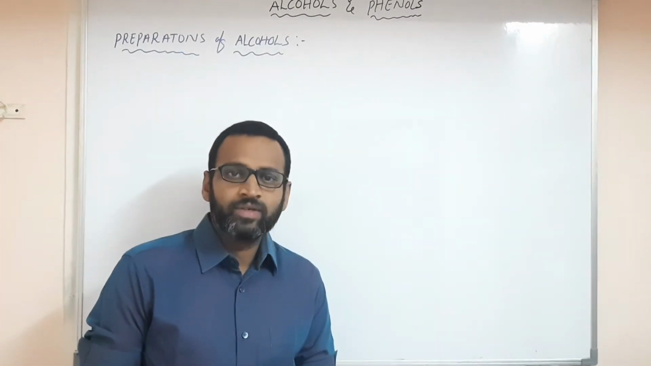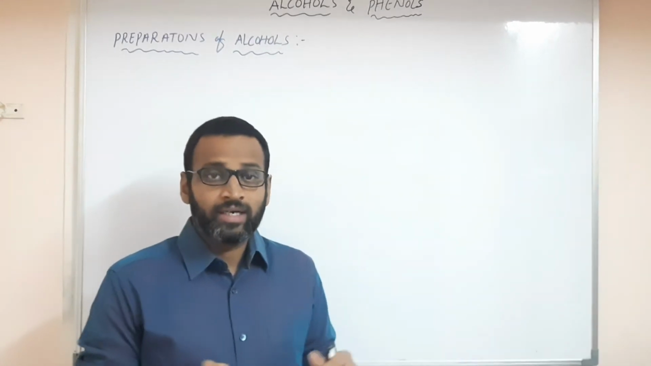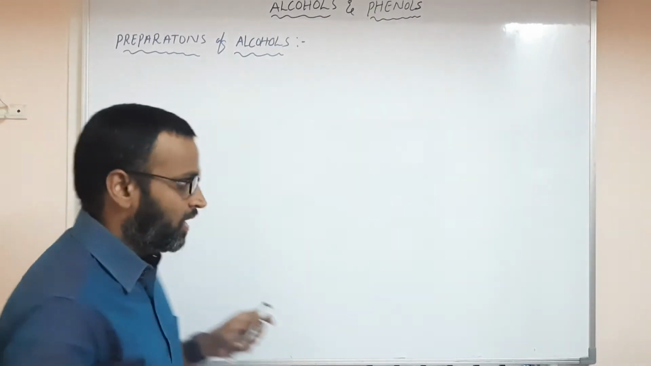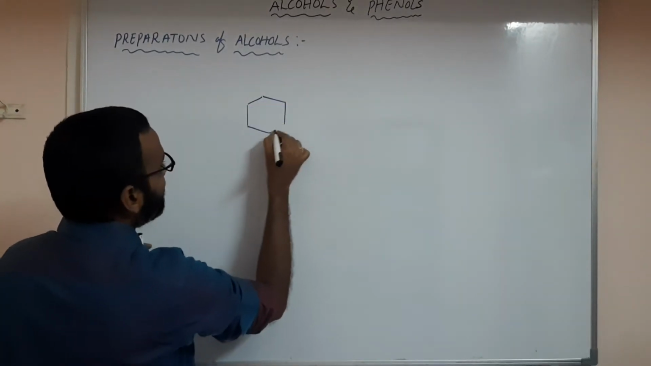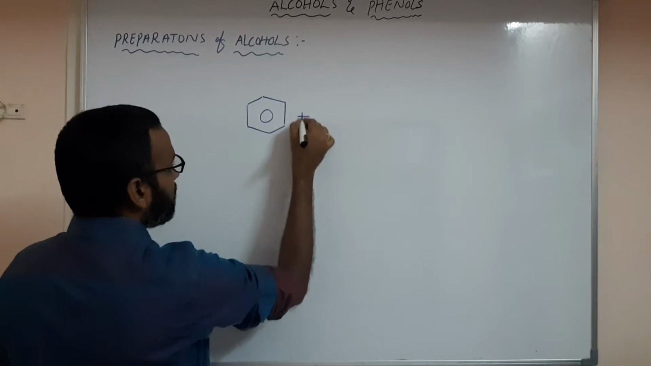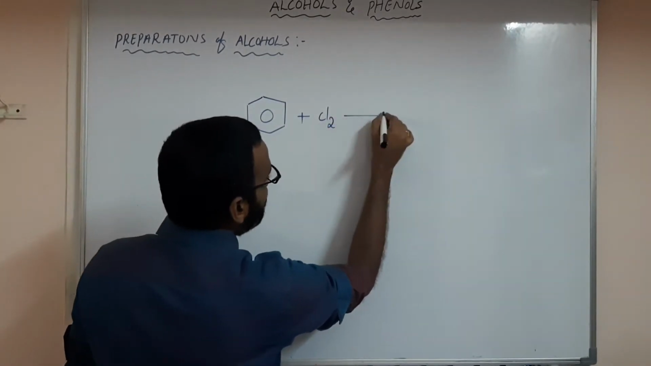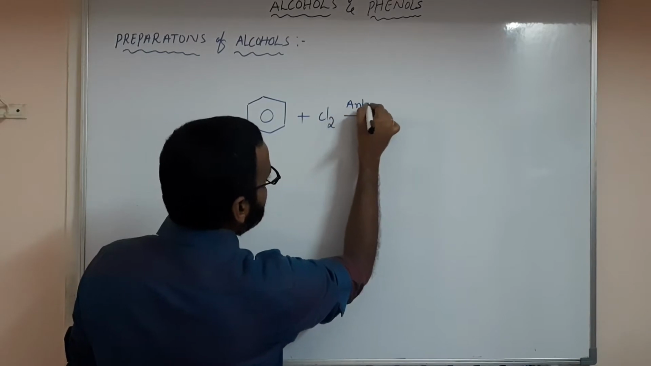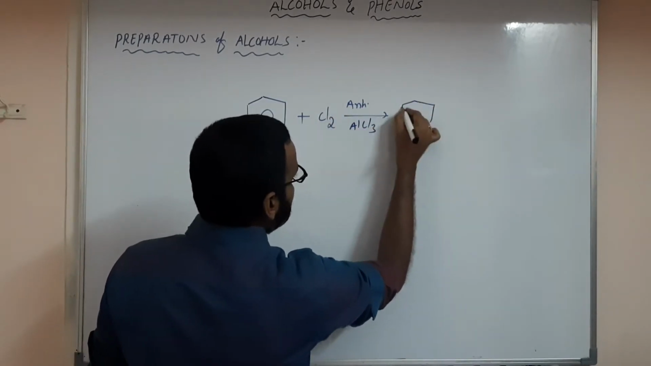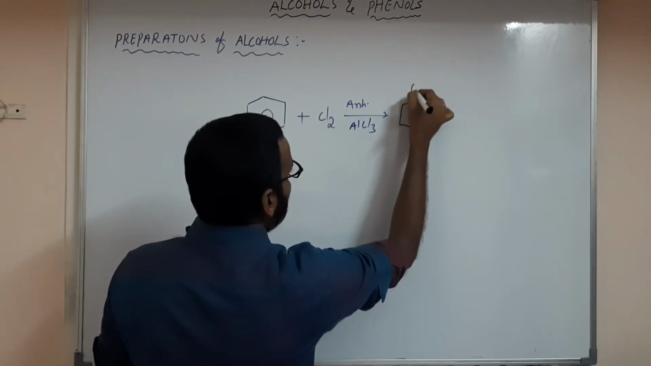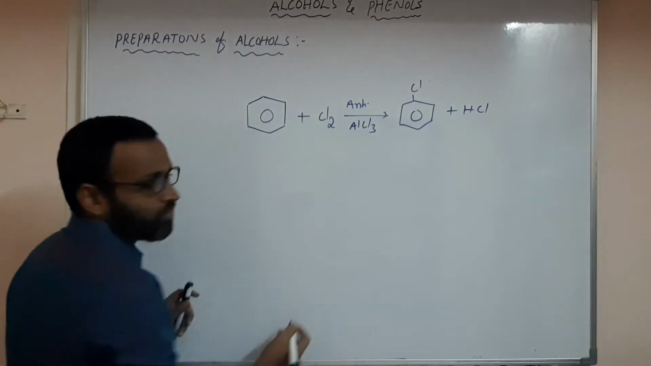So previously we discussed haloalkanes, which are very important, and coming to haloarenes is very simple. For example, if you see preparations from benzene, you can have it like this. When you treat benzene with chlorine in the presence of anhydrous AlCl3, certainly you will get C6H5Cl and HCl. So this is the preparation of chlorobenzene.